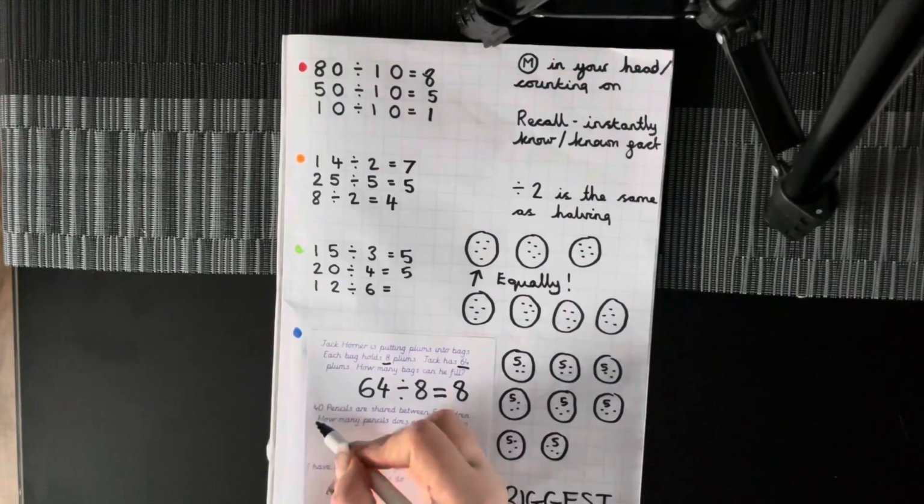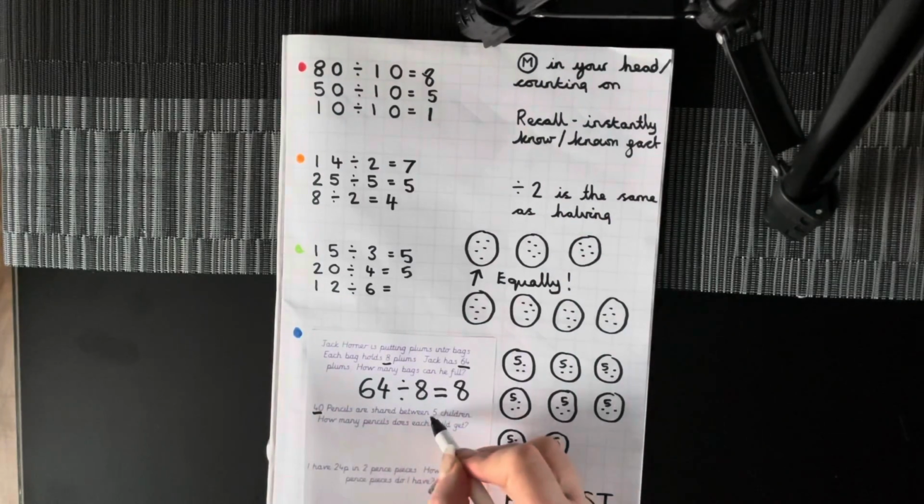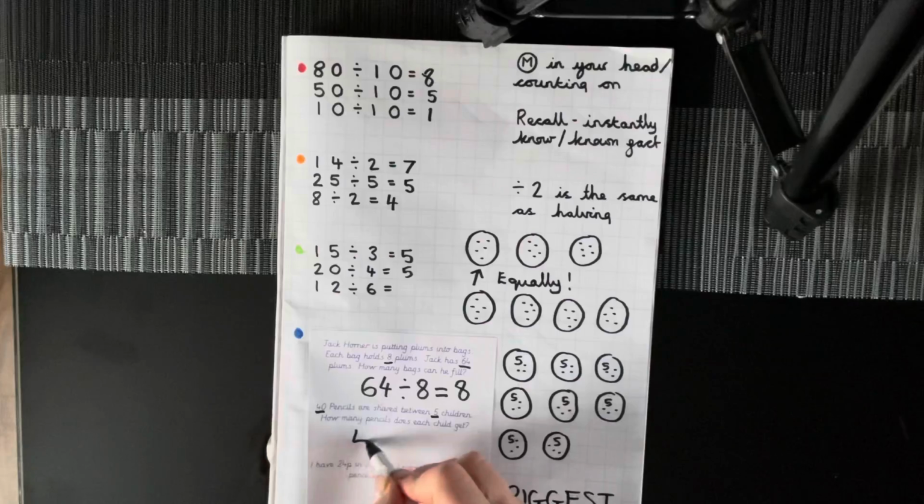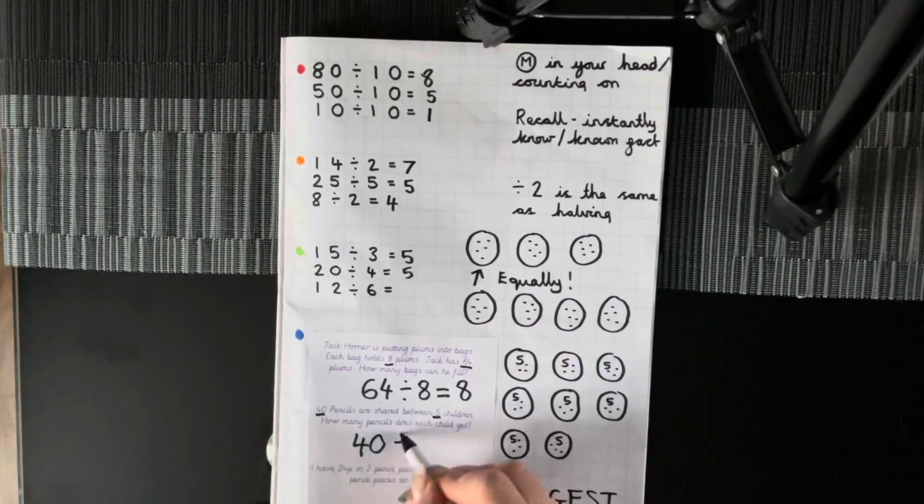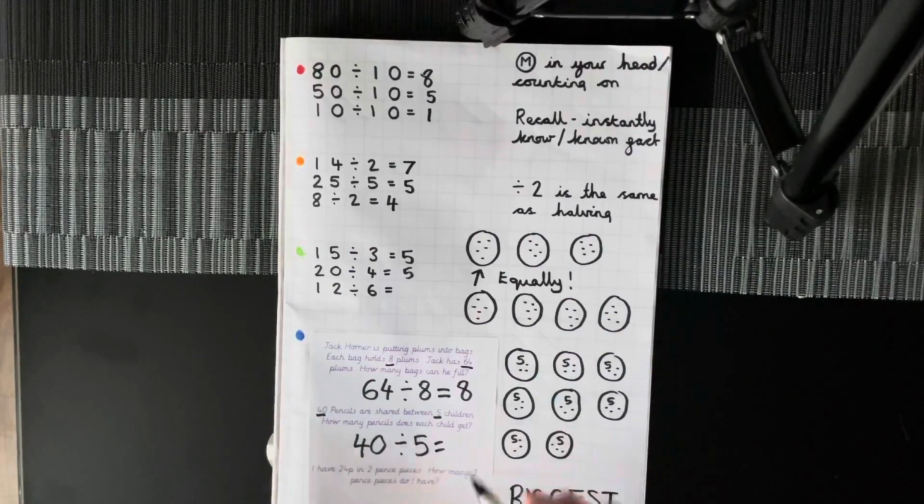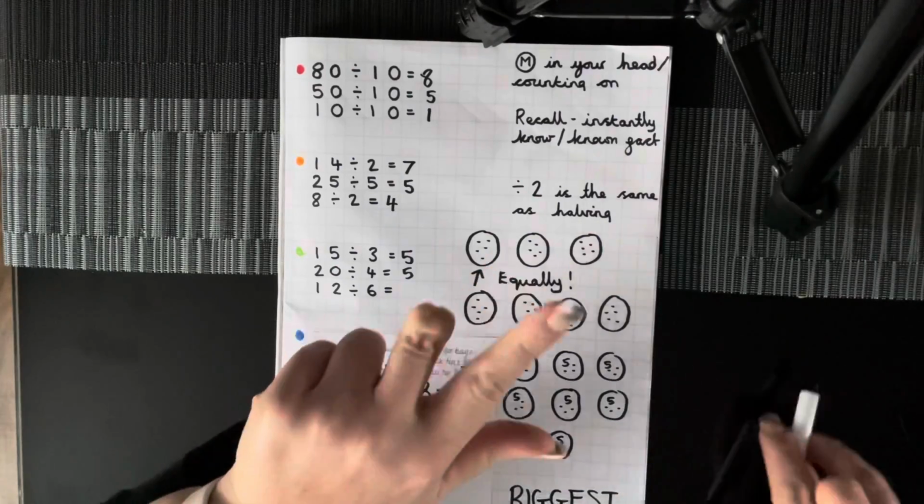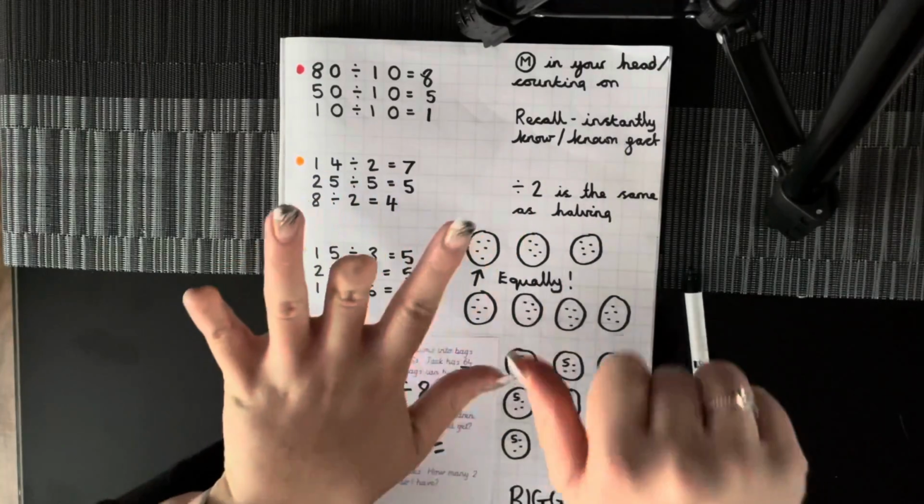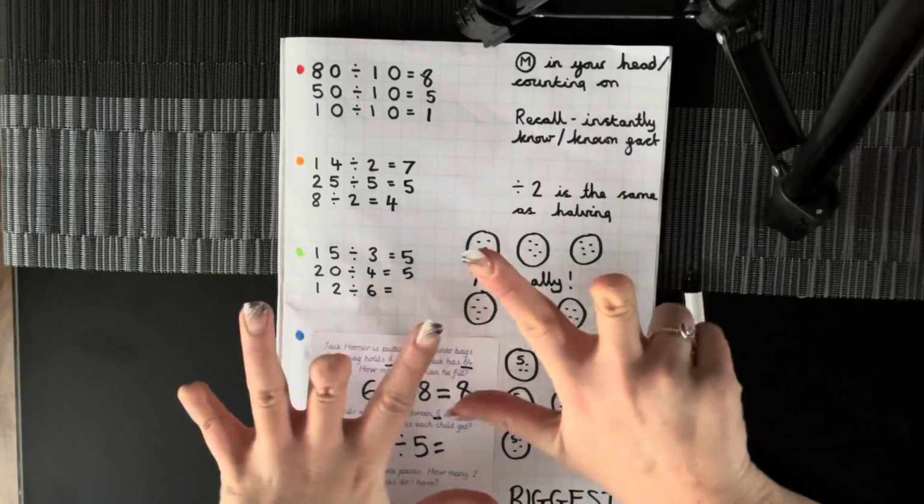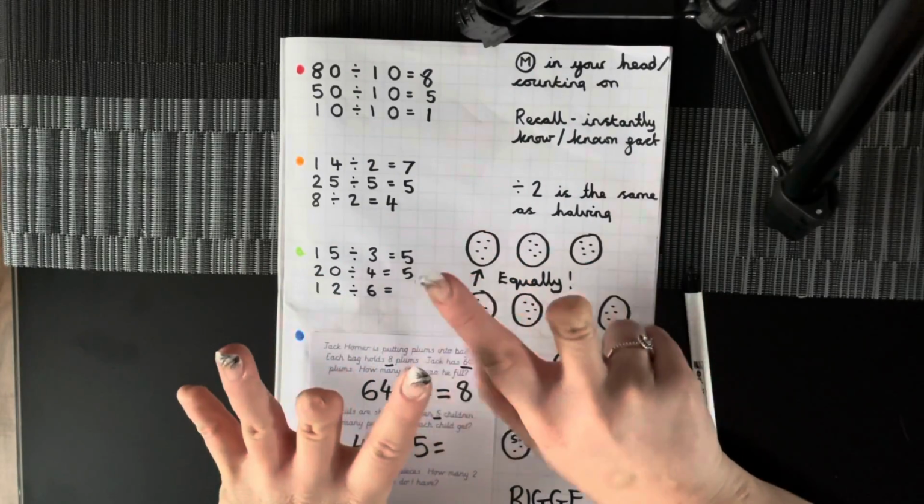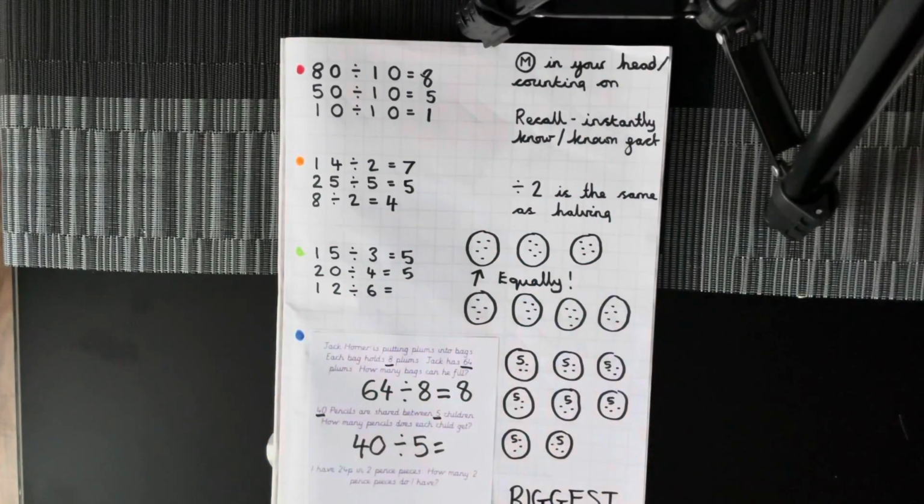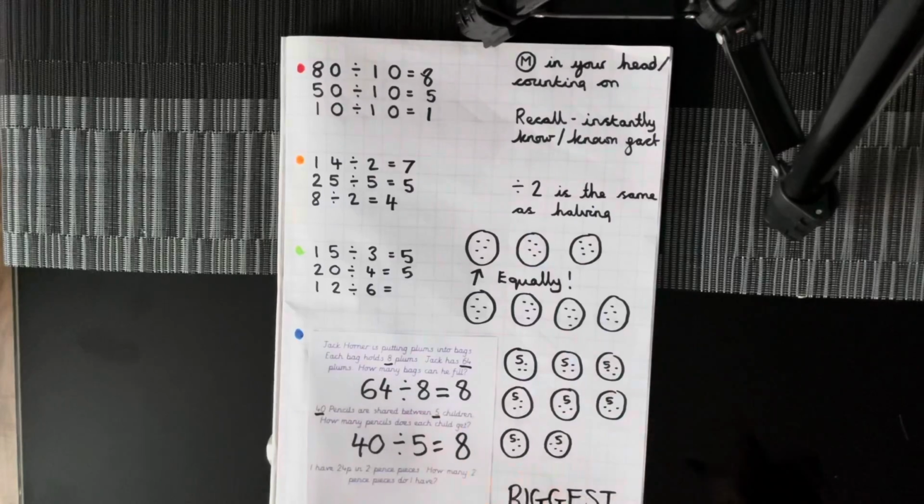And then 40 pencils are shared between 5 children. So 40 pencils are shared between 5 children. So I can count in 5s. 5, 10, 15, 20, 25, 30, 35, 40. So I have 5, 6, 7, 8. Miss Vaughan's answer is 8.